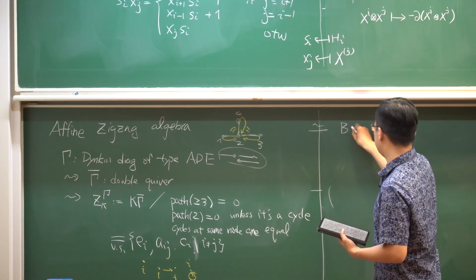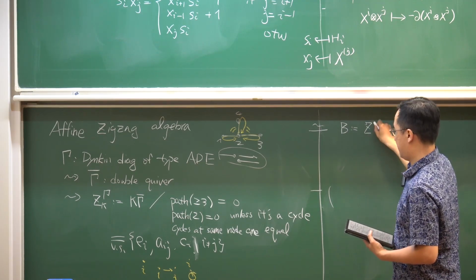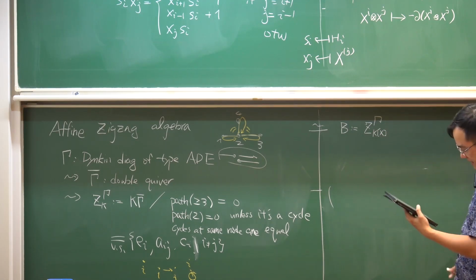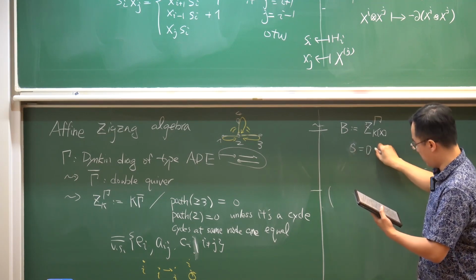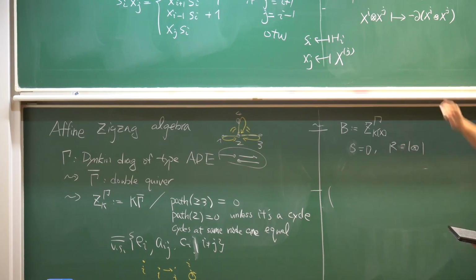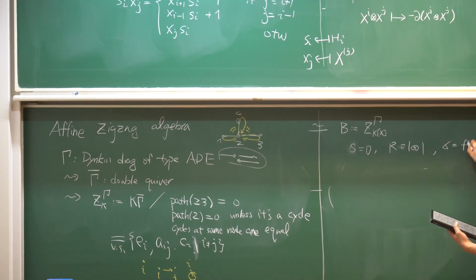You want to choose B to be the zigzag algebra over the ring of polynomials. And then you choose S to be 0, R to be 1 tensor 1. So this is a degenerate case. And then sigma is the flip map. Rho is something technical, which I don't want to write down, but I want to give you a different flavor.